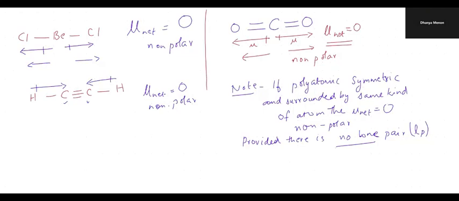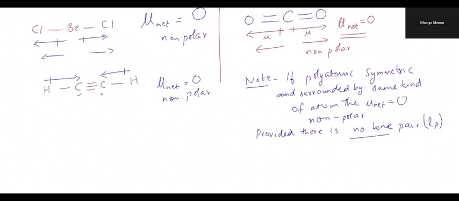So I hope students, you have noted down this note. In case of a polyatomic molecule, polyatomic means those that have 3 atoms, 4 atoms, etc., which is symmetric. Symmetric means same from all the sides. For example, carbon dioxide, it is same from both the sides, right? So such molecules are called symmetric, okay? And which is surrounded by the same kind of atom, the net dipole moment is 0 and it is non-polar. And what is the condition? Provided that there is no lone pair present. If the lone pair is present, then the story will be different. We will be learning as we move on.